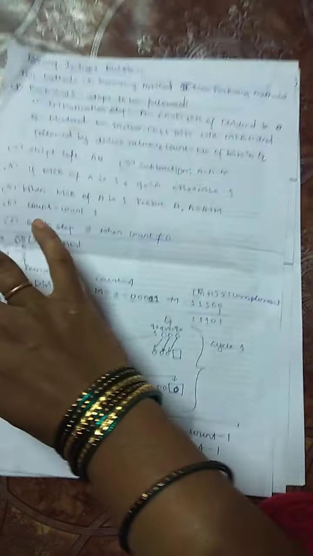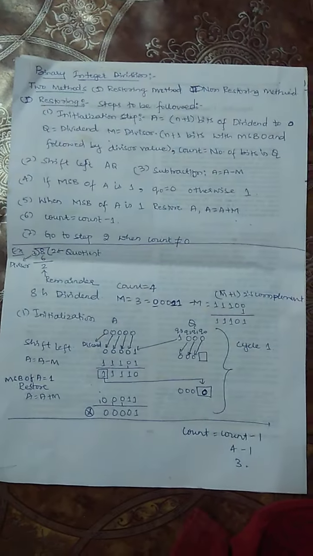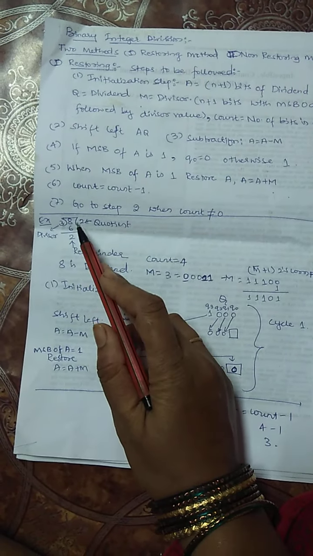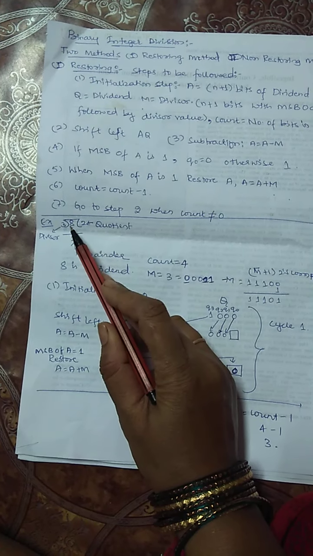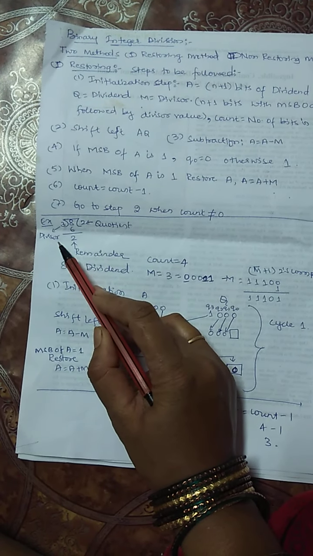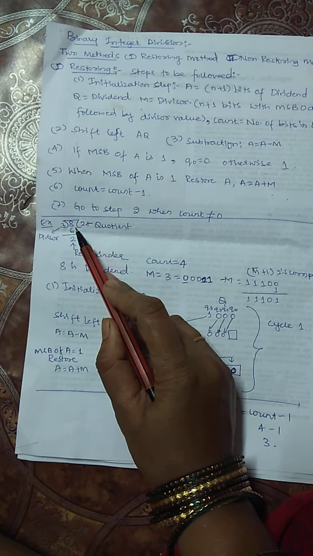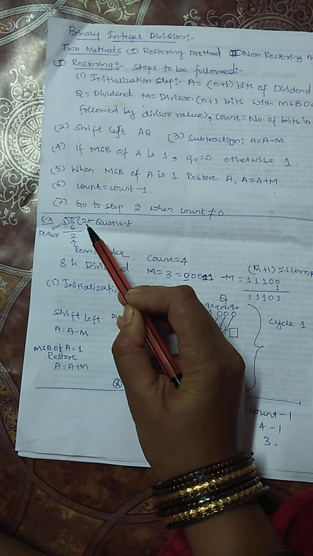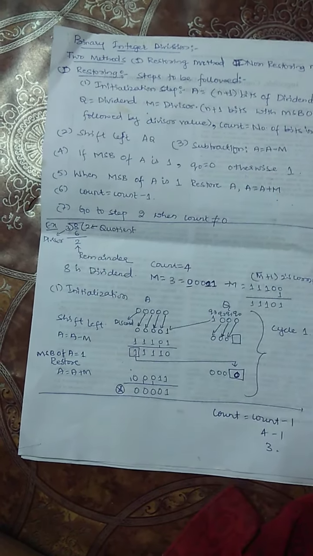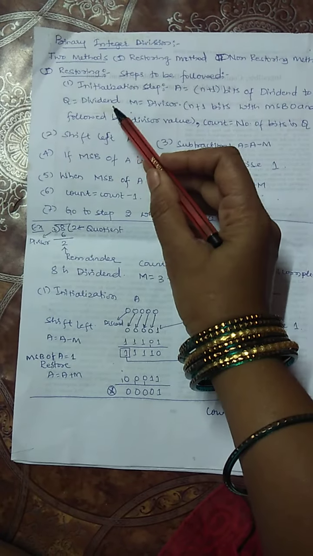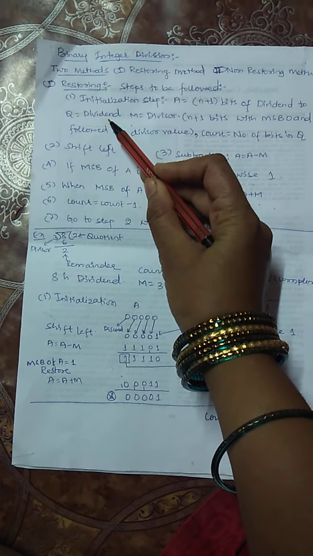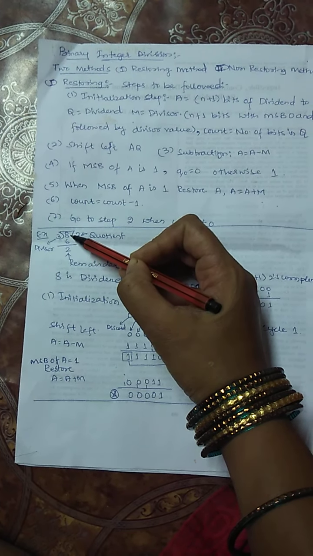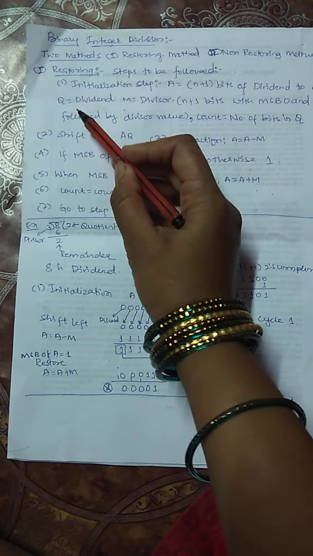Next we initialize Q. Q is initialized to the dividend. What is the dividend? When you do this division operation, 8 divided by 3, here 3 is called the divisor and 8 is the dividend. This 2 is the quotient and this 2 is the remainder. So we initialize the Q register with the dividend value, that is, the binary representation of the dividend is initialized into Q.